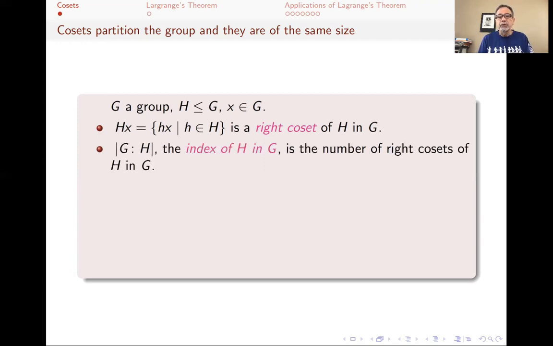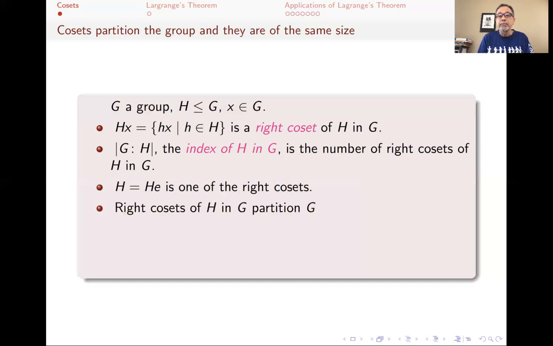The index of H in G, which we write with an absolute value sign |G : H|, and we read that the index of H in G is the number of right cosets of H in G. If that number is infinite, then we say the index is infinite. H equals He is one of the right cosets, and the right cosets partition G. When you look at the different elements and find all the possible right cosets, you will get a partition of the group. These are things that we discussed in the previous lecture.